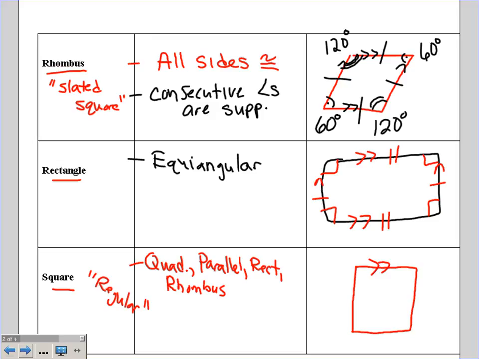Opposite sides are parallel. Got it. Okay, there's four sides, four angles. It's equiangular. Squares all have the same side length. They're equilateral. They're equiangular. All these angles are supplementary. Their opposite angles are congruent. I could even go through and talk about the diagonals if I really wanted to, but I'm not going to. That is a lot. There's a lot of stuff going on there. Okay? So here's the deal. Once you have these down, I think we should start practicing these just a little bit.